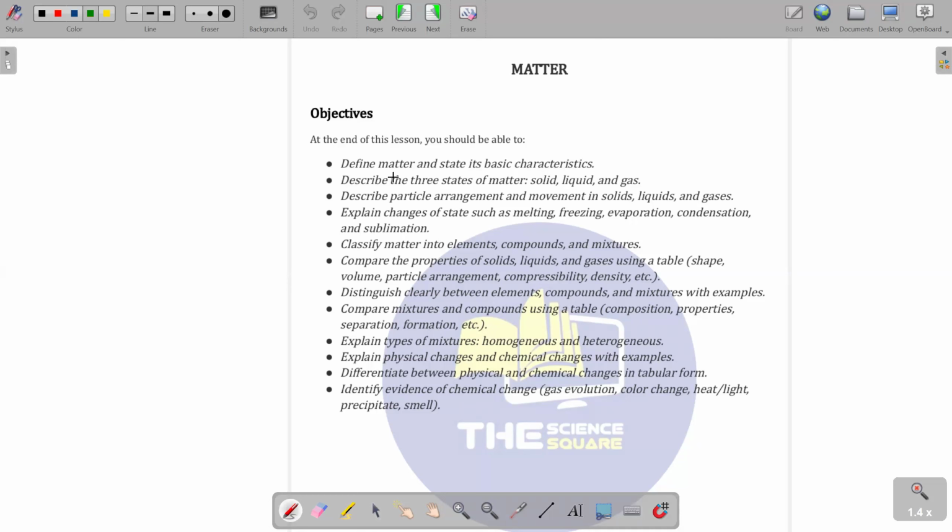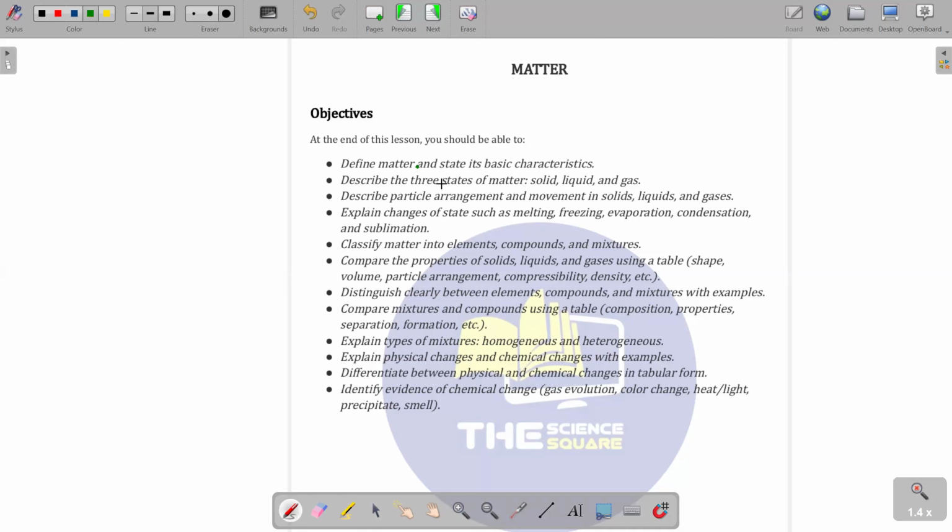In this lesson, we will be discussing matter and several concepts that surround matter. At the end of this lesson, you should be able to clearly define what matter is. You should be able to state some of the basic characteristics of matter.